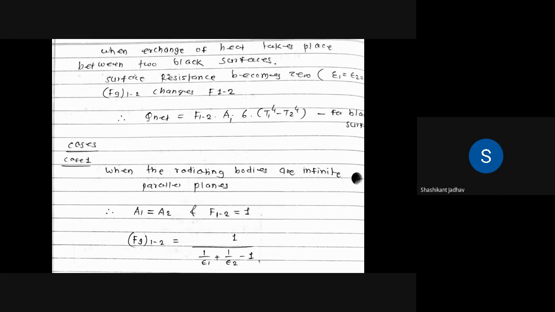When there are gray bodies, we have to use that equation, and if black bodies are there, then we have to use this equation, that is Q net is equal to F12 A1 sigma T1 raised to 4 minus T2 raised to 4. Okay, so this is about the heat exchange between gray bodies and between black bodies. How to find out the net heat transfer when heat exchange happens between gray bodies, or between two black bodies, how to find it out. So for that we have to use these equations.